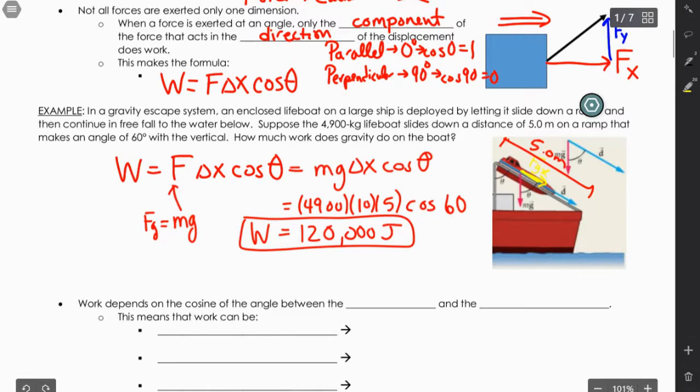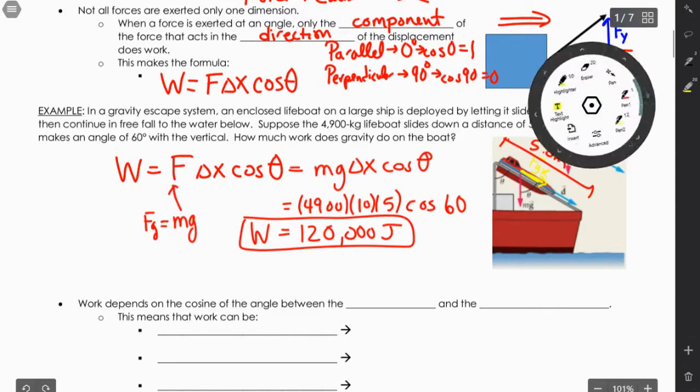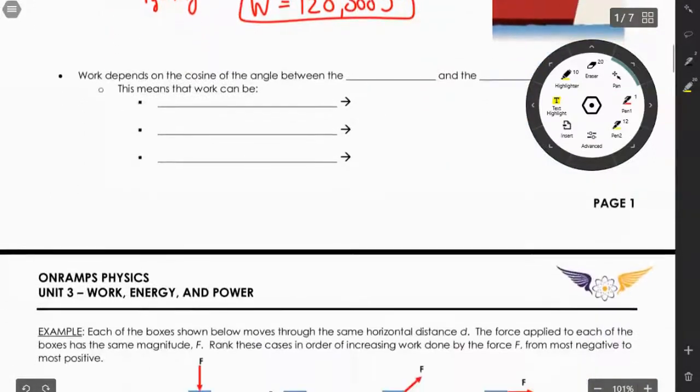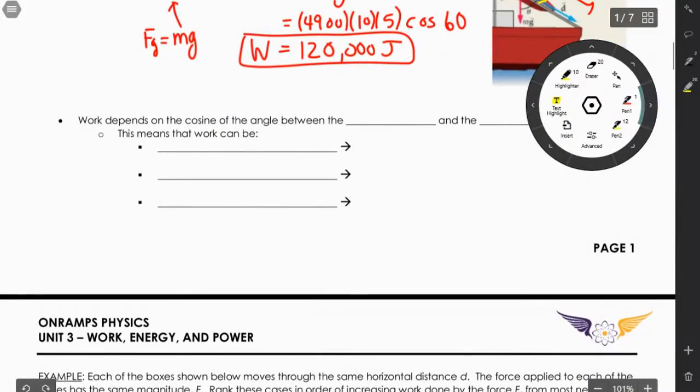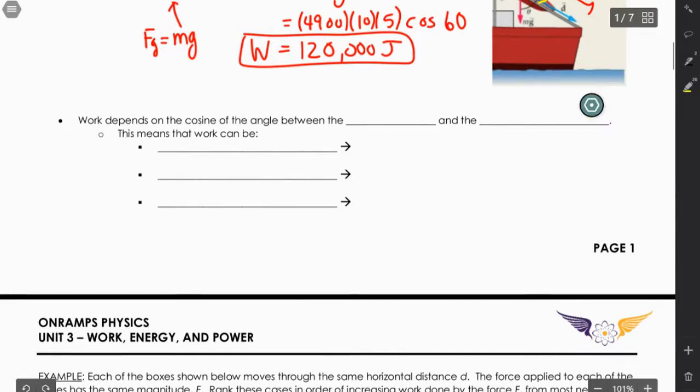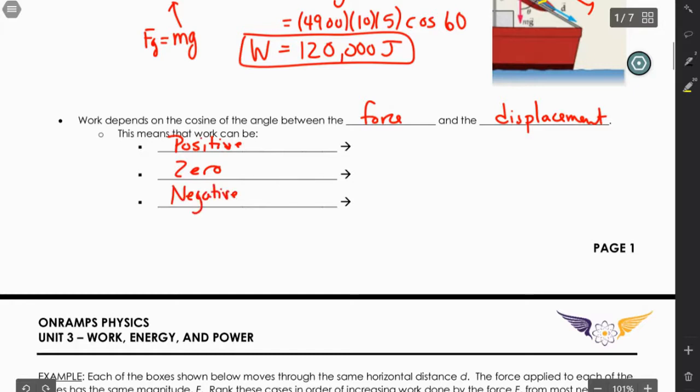All right, and so here's just a little bit more to do with the angle. This says work depends on the cosine of the angle between the force and the displacement, and work can be positive, negative, or 0. So you can do positive work, which actually would add energy to a system. You can do no work, which doesn't change the energy, or you can do negative work, which actually takes away.